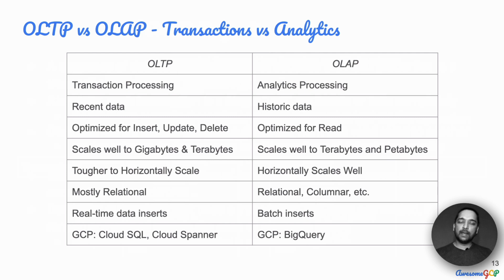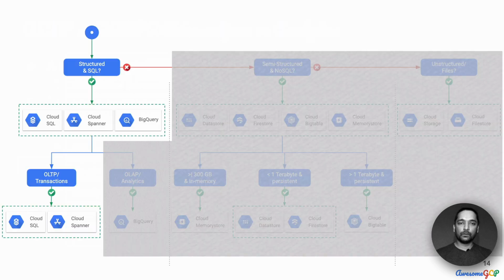The OLTPs we have on Google Cloud are Cloud SQL and Cloud Spanner. And the OLAP we have on Google Cloud is BigQuery. Looking at this chart now, we already know that our data is structured, SQL, relational, and we have to choose between Cloud SQL, Cloud Spanner, and BigQuery.